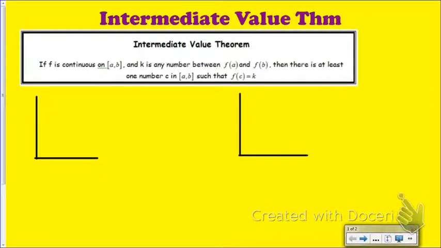Alright guys, so we're going to look at a new theorem today. This is the intermediate value theorem. The intermediate value theorem is written there below, and we're just going to take a second to look at what that means for us.